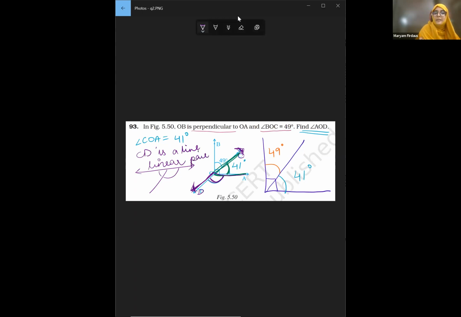So if they make a linear pair, what does that mean? They are adjacent angles and supplementary. So that means if one of them is 41 degrees, what will the other one be? 180 minus 41. Exactly, 180 minus 41. So can you please find that out? What is 180 minus 41?